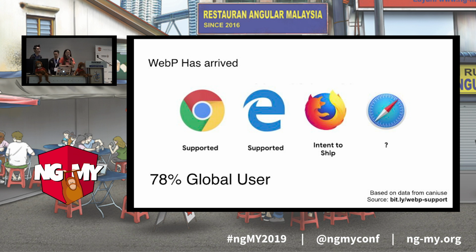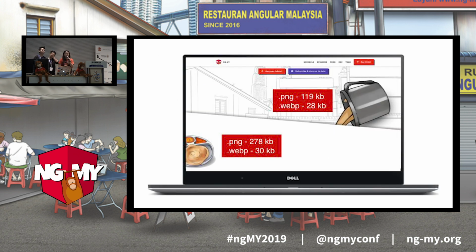In fact, let me show you the size of a PNG and WebP. If this is a PNG, it's like 119 KB, but WebP is only 28. And for the same quality, the Roti Canai image is much smaller. See that? Okay. But you say, oh, because I have users that use the Safari browser as well.